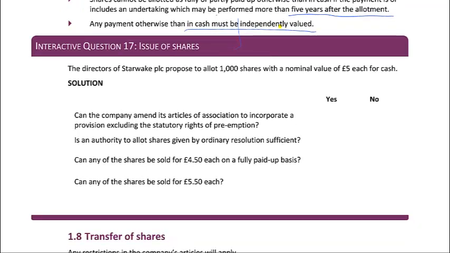Now, we've got a question here. Have a go, see how you do. So, the directors of Starwake PLC, you've got to get into the habit of noting whether you're dealing with a PLC or a limited company. They want to allot 1,000 shares with a nominal value of £5 each for cash. We like that? So, first of all, can the company amend its Articles of Association to exclude the statutory rights of preemption? Well, the answer to that is no. Only a private company can do that.